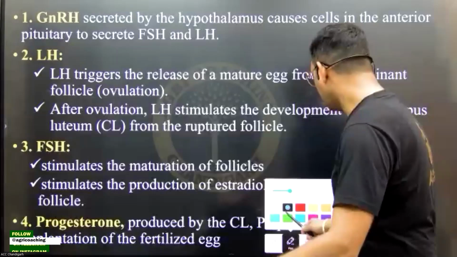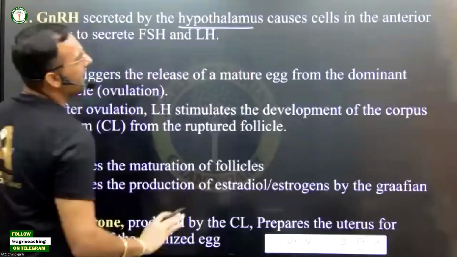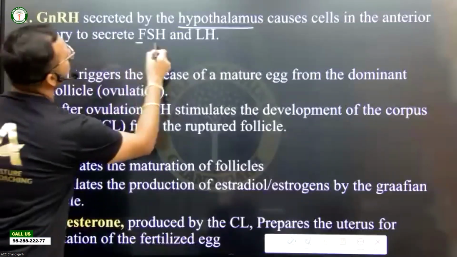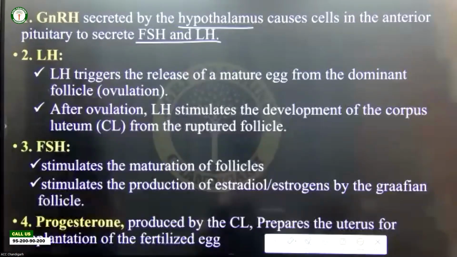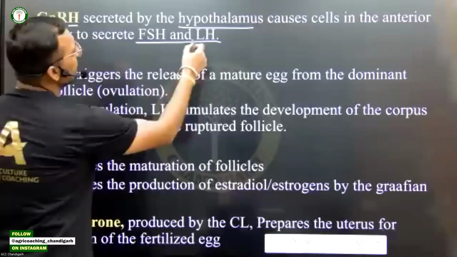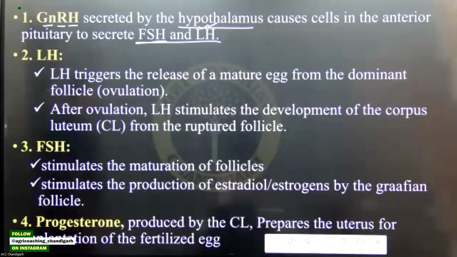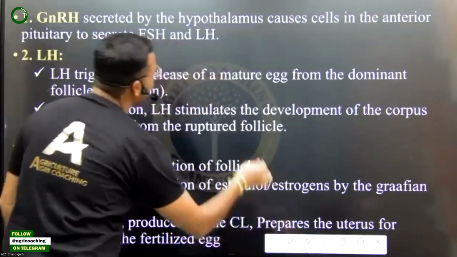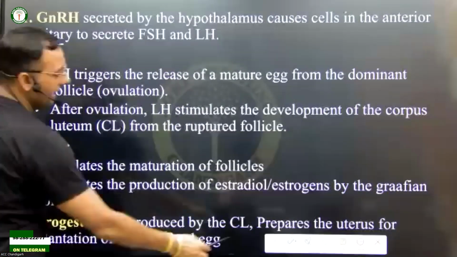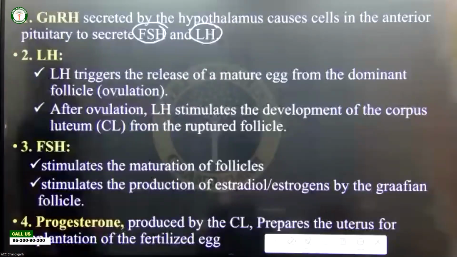Coming back to the point. As I discussed earlier, GnRH, which is secreted by the hypothalamus, causes cells in the anterior pituitary to release FSH and LH. GnRH is gonadotropin releasing hormone. LH is luteinizing hormone. FSH is follicle stimulating hormone. So GnRH is from the hypothalamus, and FSH and LH are produced by the anterior pituitary. Now the anterior pituitary has produced two hormones. One is FSH and the second one is LH.